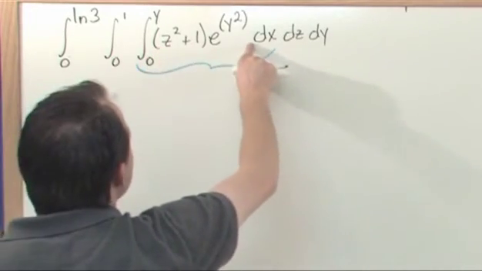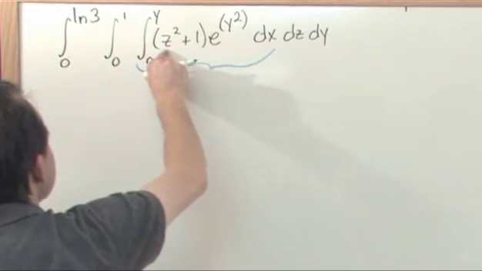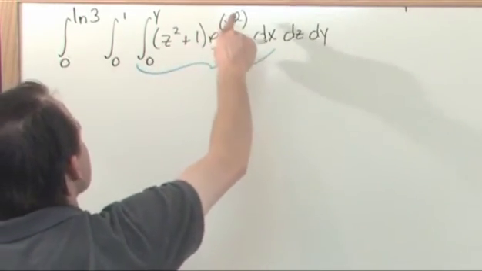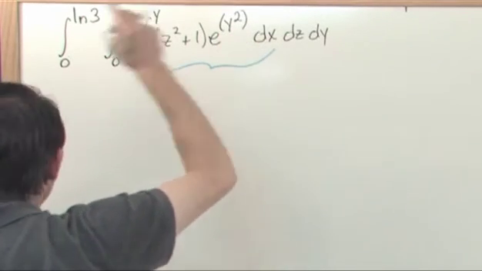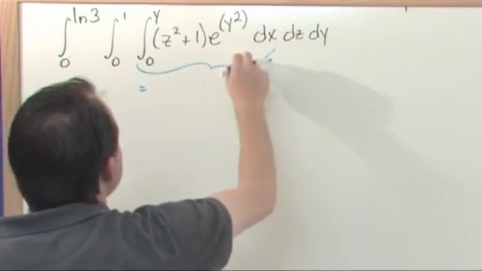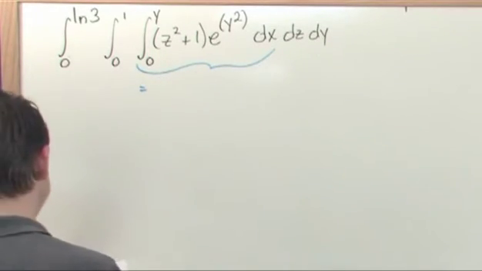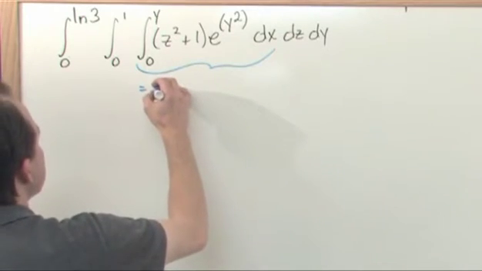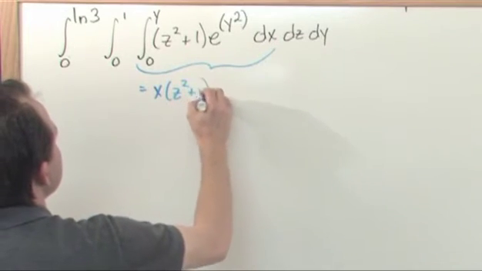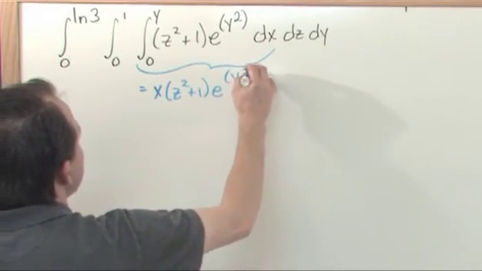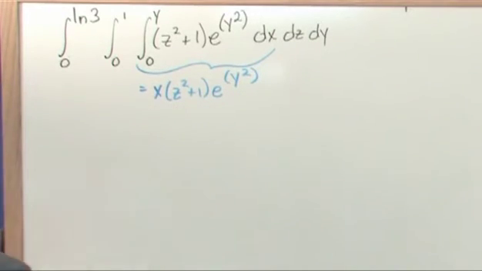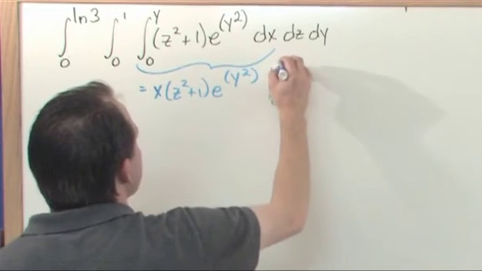So you can still do this integration. It's just that this entire mess here, so to speak, is constant. The z is constant, the 1 is constant, the e is constant, the y squared is constant, because I'm holding everything constant but x. So the answer to this integral, pretending that this whole thing is a giant fat constant, is going to be x times z squared plus 1 times e to the y squared. All I've done is take this giant constant and put an x in front of it. And I'm going to evaluate this from 0 up to y.